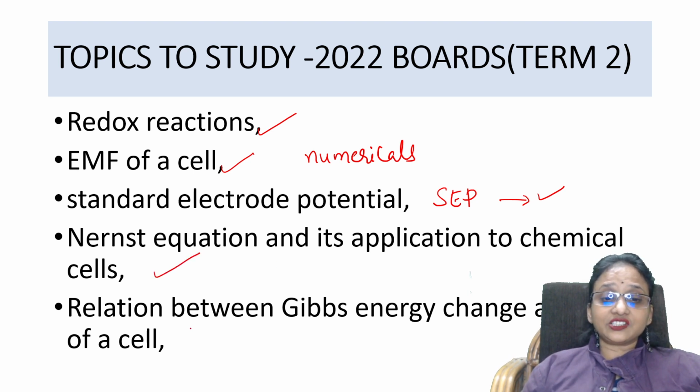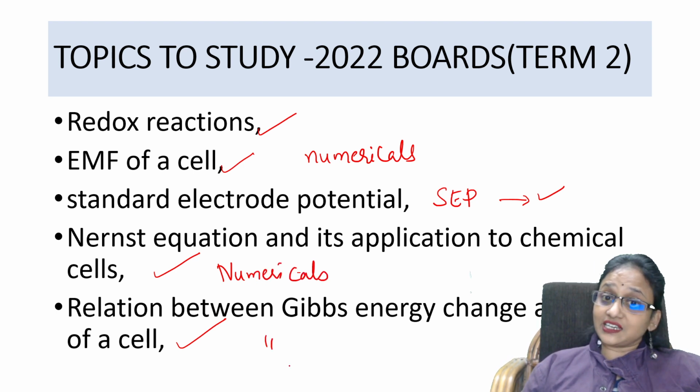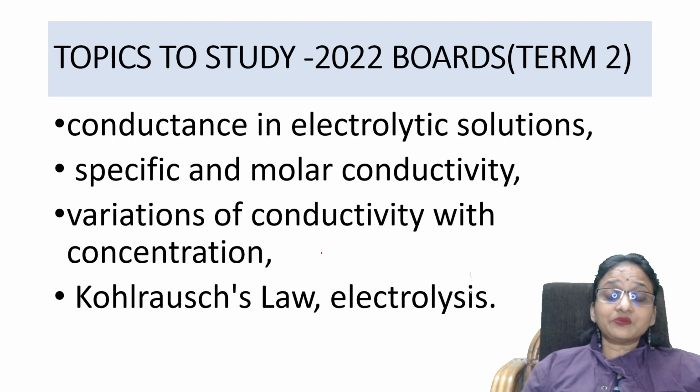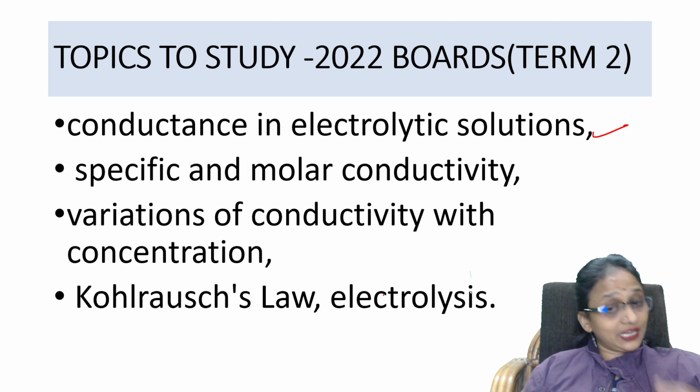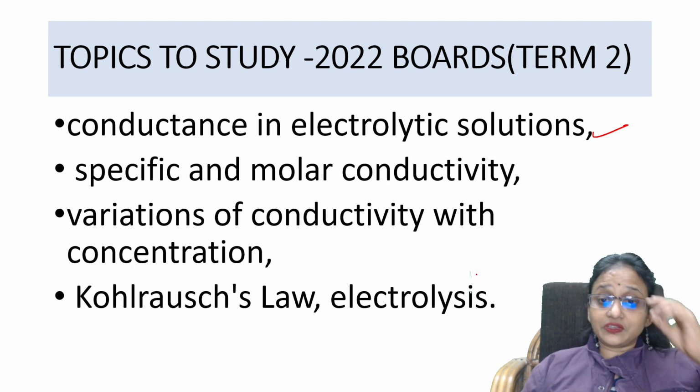Relationship between Gibbs energy change and EMF of the cell. So all these are numerical based topics, students. Everything includes numericals. You need to learn the numericals carefully this time. Then we are going to study conductance in electrolytic solutions, in that specifically molar conductivity, variation of conductivity with concentration, Kohlrausch law, and electrolysis. So everything we are going to study.